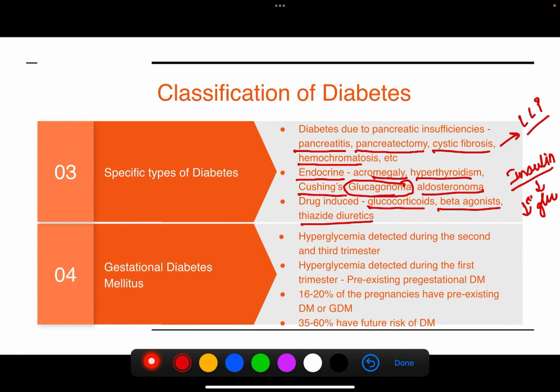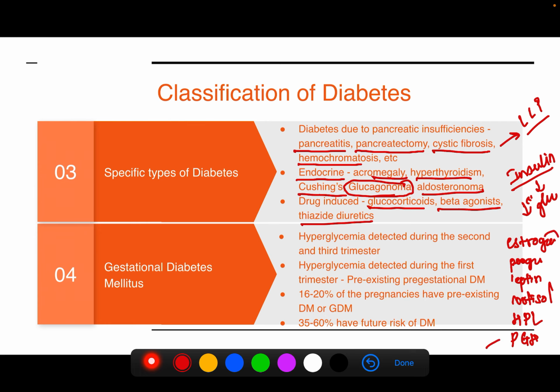Then fourth is gestational diabetes mellitus. What happens in pregnancy is there is increased estrogen, increased progesterone, then leptin, cortisol, human placental lactogen, and placental growth hormone. These hormones are increased and they develop a state of insulin resistance.